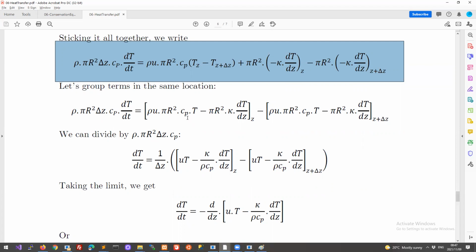Delta Z, we don't have anywhere on the right-hand side, so we have to retain that as a 1 over delta Z. Cp, we have in the flow terms, we don't have those in the conduction terms. So when we do divide by Cp, it will vanish here and in the flow terms, but not in the conduction terms. So we have to divide by the Cp there. And that's basically it, right? We just divide by all of that and we get the equation in this form.